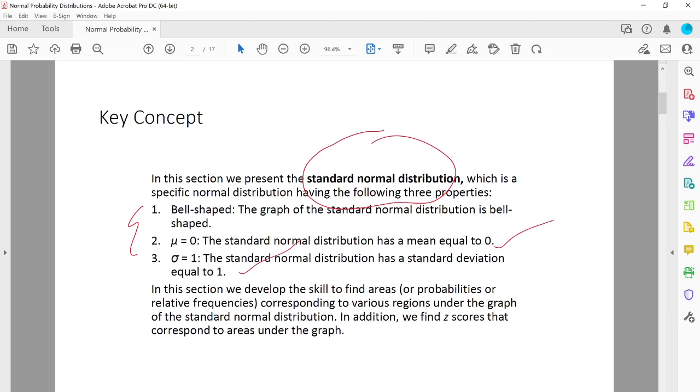And then in this section, we're going to learn how to use that bell-shaped graph for finding the area under the curve, which can also be seen as a probability or relative frequency. So these are the things we're going to discuss here. And then we're also going to use the Z-score for finding those probabilities and area under the graph.